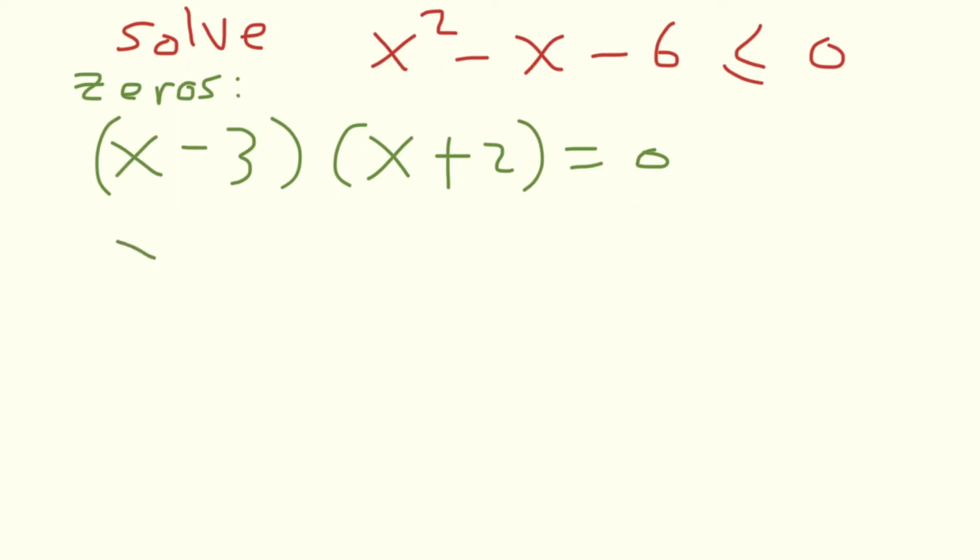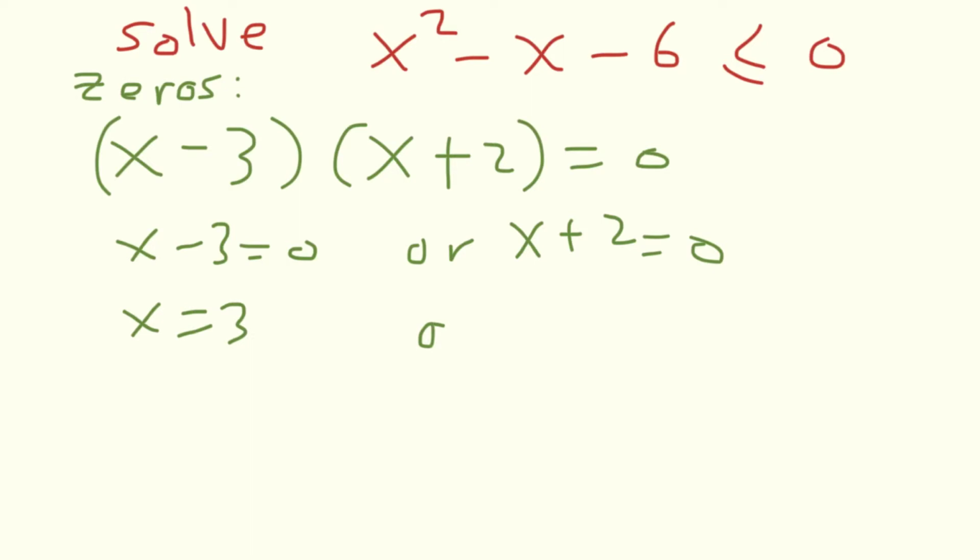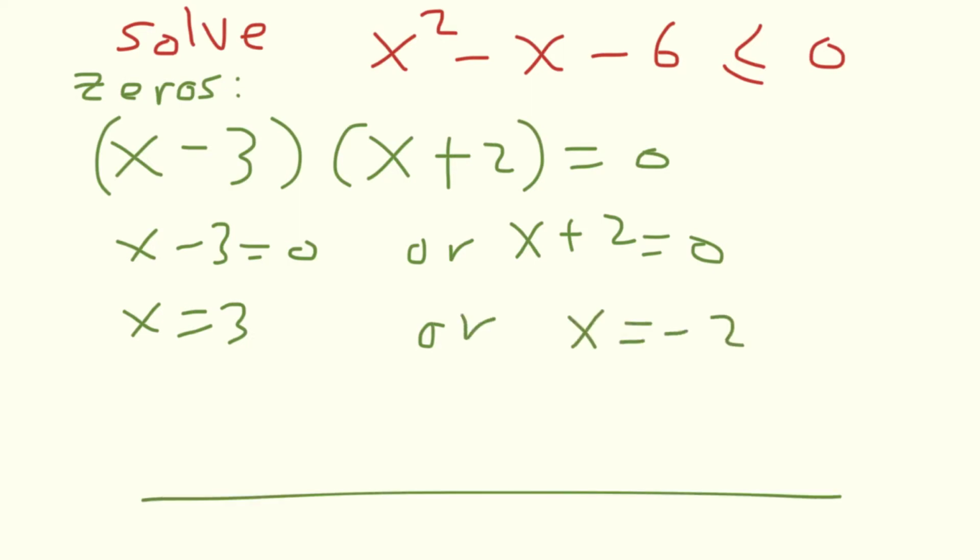Anyway, we did this before. x minus 3 equals 0, or x plus 2 equals 0. So that means x equals 3, or x equals minus 2. So I have two values. One of them is minus 2, I'll just put it here on the number line. And the second one is 3.